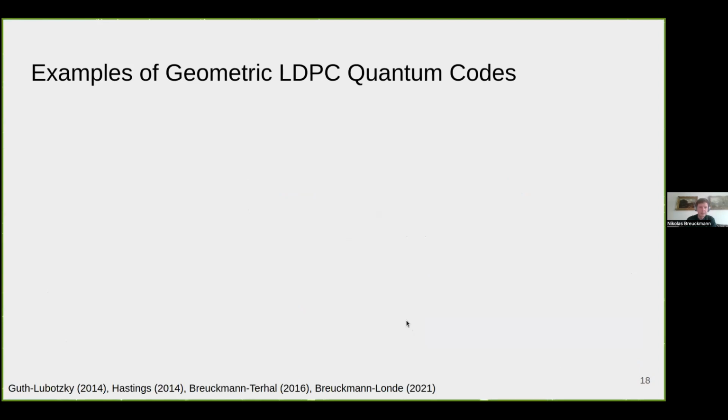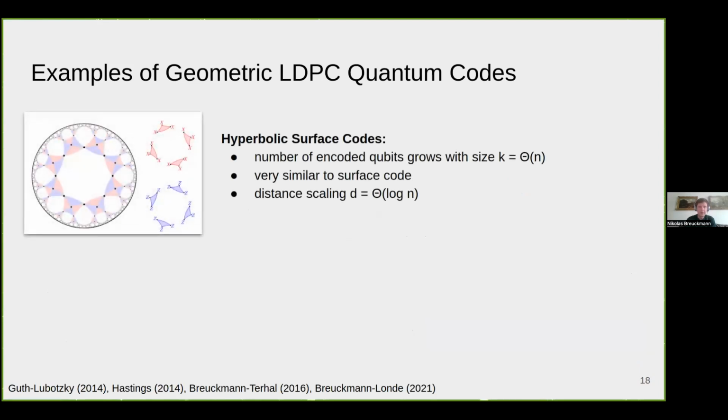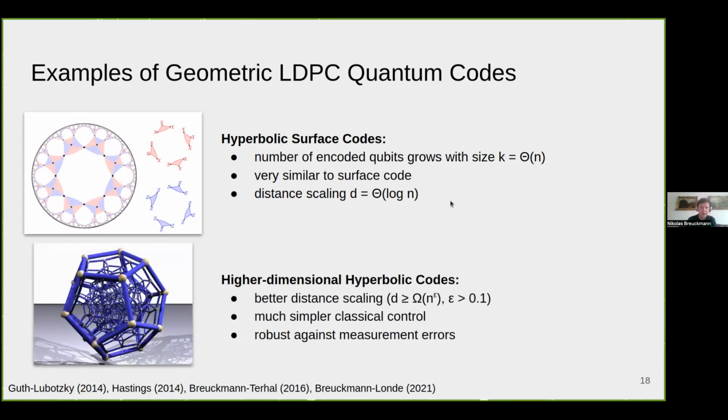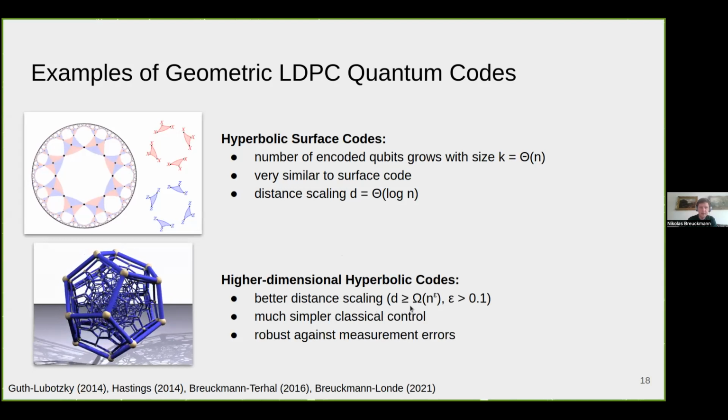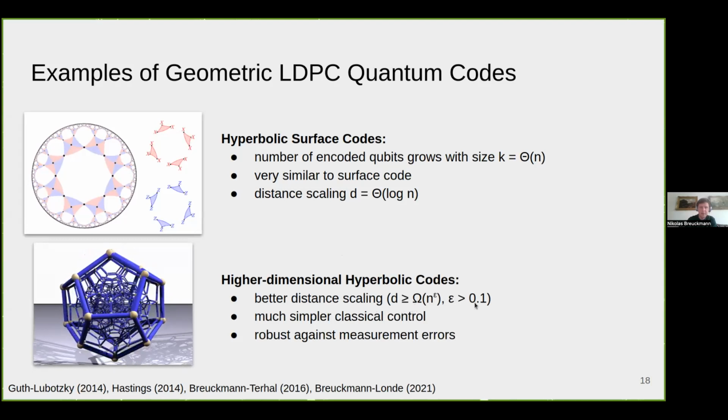Let me leave you with two examples of geometric LDPC codes. One is hyperbolic surface codes, so two-dimensional examples. I've already argued that the encoding rate is linear, which is optimal, and it's very similar to other codes which have been more studied in the literature. However, the distance scaling is not very favorable; it's only logarithmic. But this can be fixed if we consider higher-dimensional hyperbolic codes. They have better distance scaling, which is n to the epsilon for some epsilon.